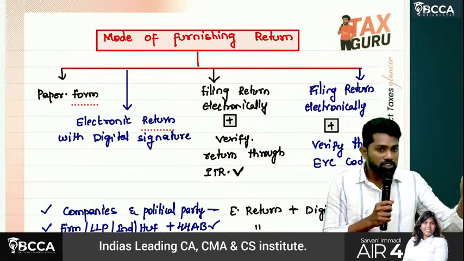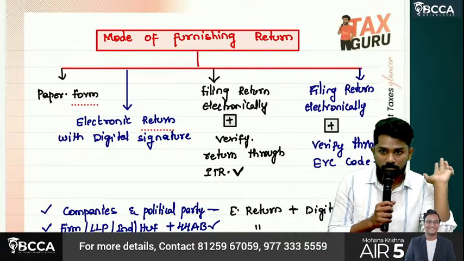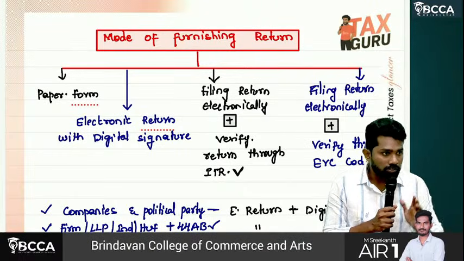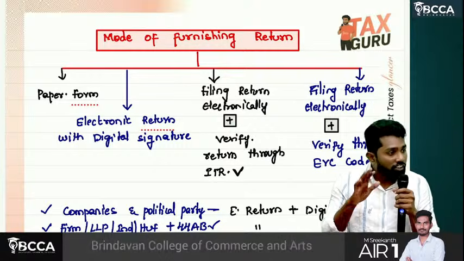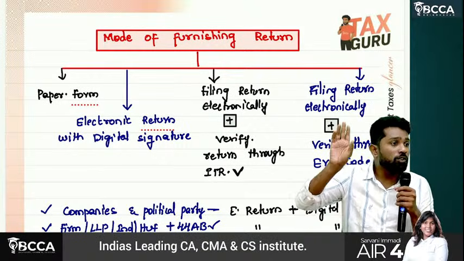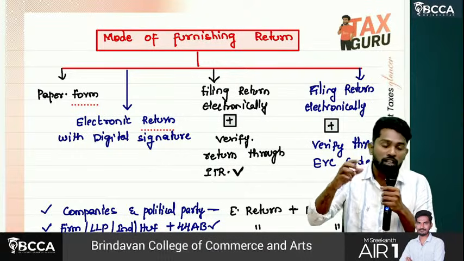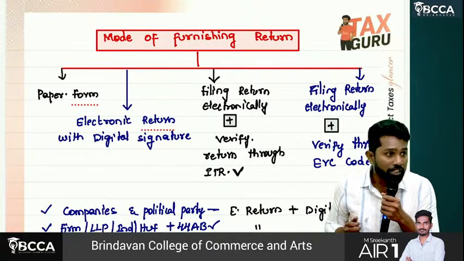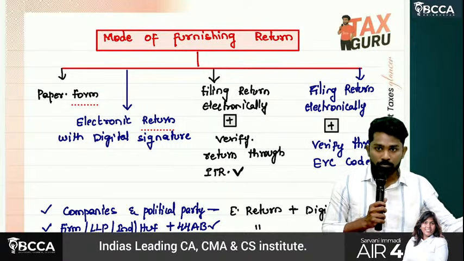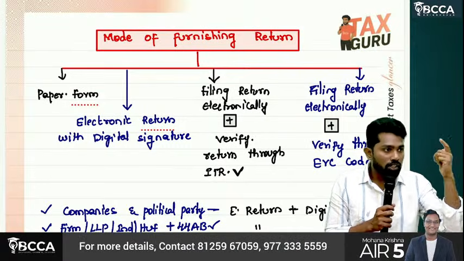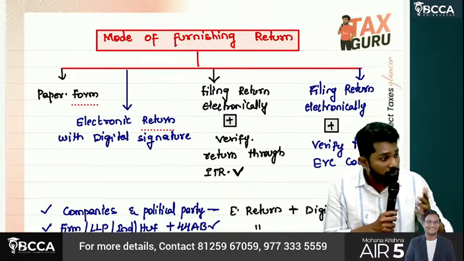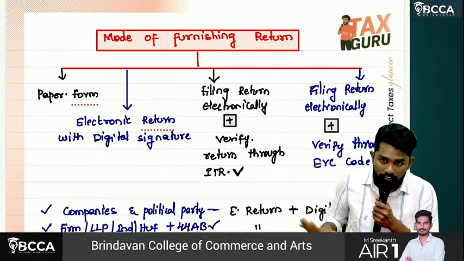Then on that you will sign and send it to the CPC. Manually you will send it to the CPC. And the last one, file return electronically, there itself you will verify also. An OTP will be sent to your Aadhaar linked mobile number. That OTP you can enter, or else through net banking, in your bank portal one EVC code will be generated that you can enter. Like that you can verify your return.